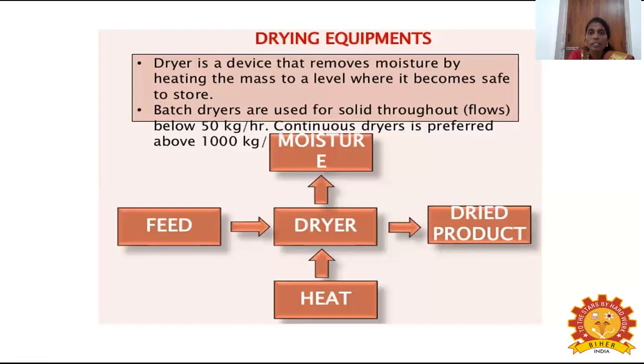The batch dryers are used for solid throughput below 50 kg per hour. The continuous dryer is preferred above 1000 kg per hour. So with the drying equipment, here you can see, we can feed through the dryer. The moisture will be removed with the heat. Then after removal of that moisture content, the dried product will be stored.